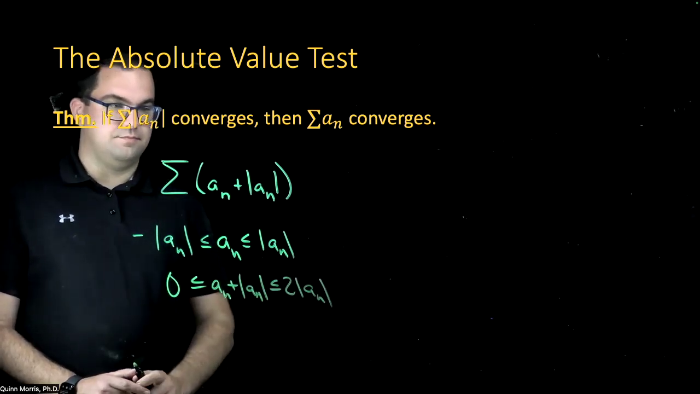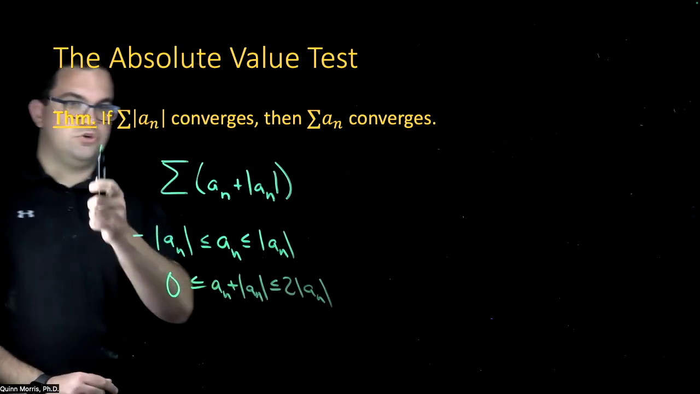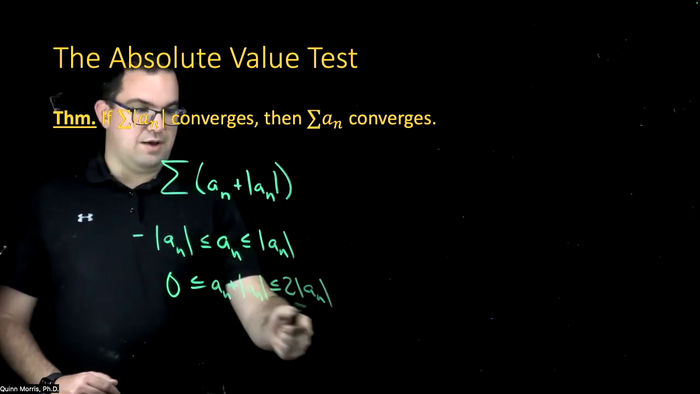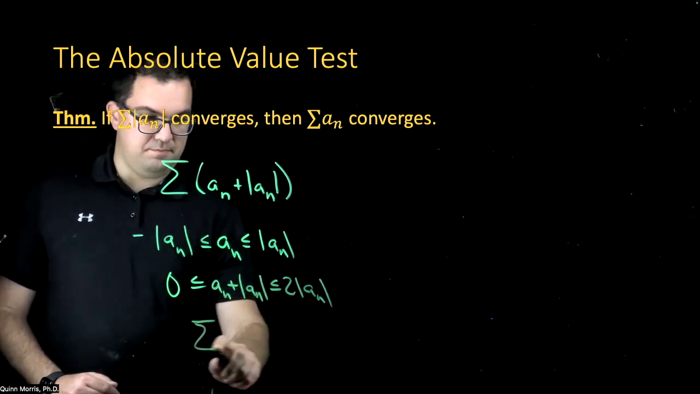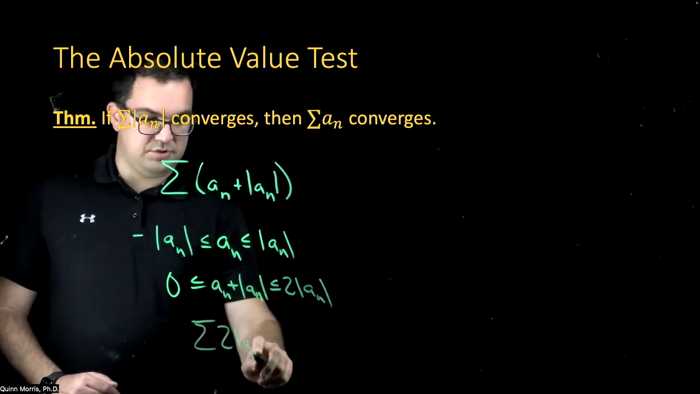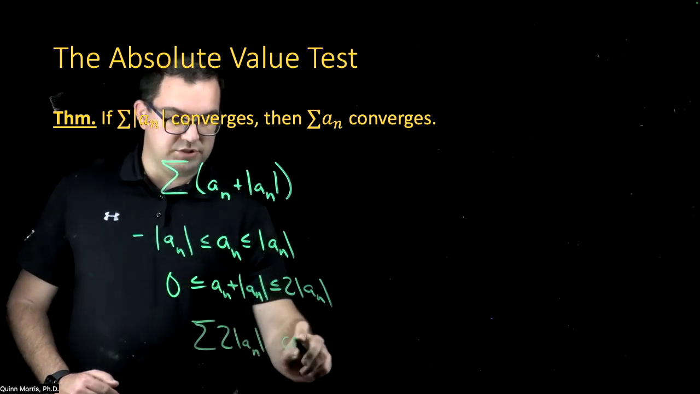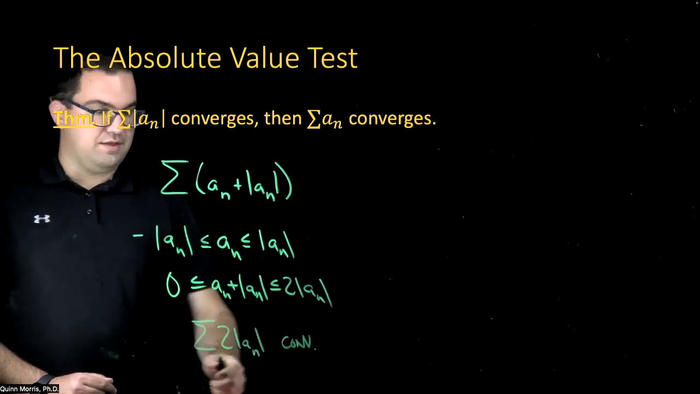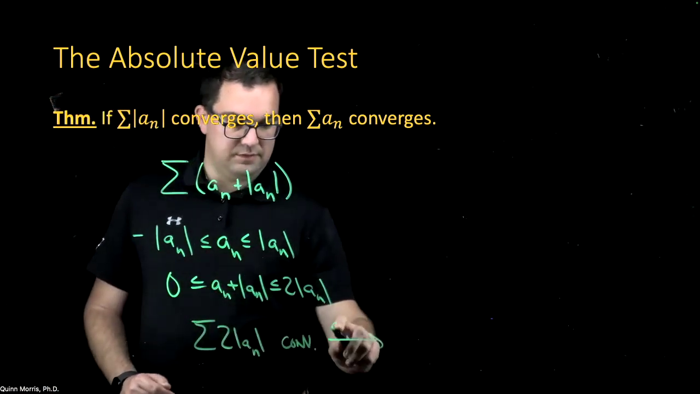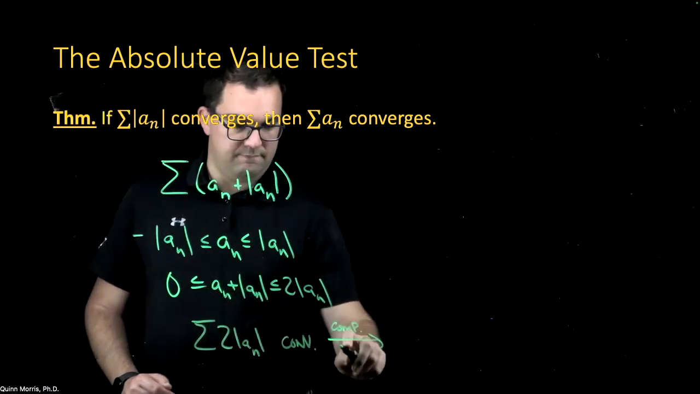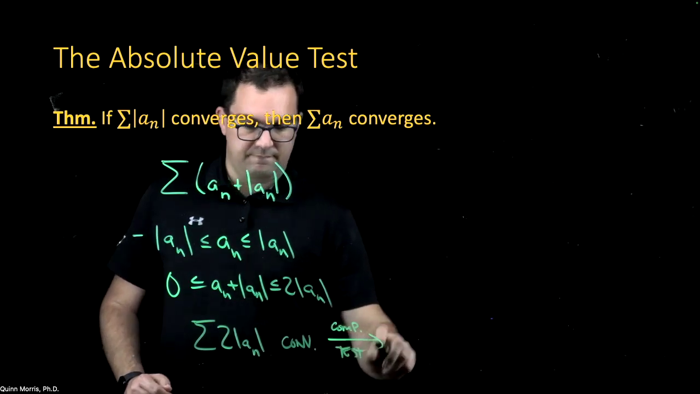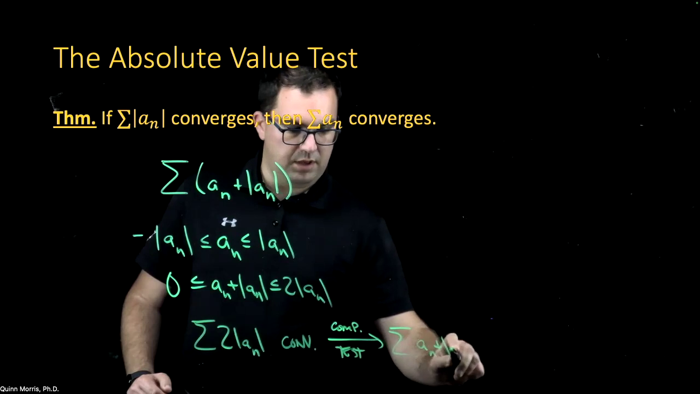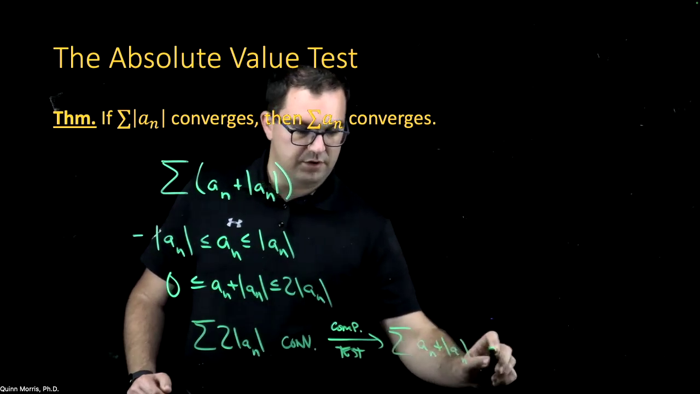But because of this, if I add the absolute value of a_n to each term, I get this. And if I assume that this series converges, that would mean that the sum of the absolute value of a_n converges. And therefore, by the comparison test, that tells me that the sum of a_n plus the absolute value of a_n converges.